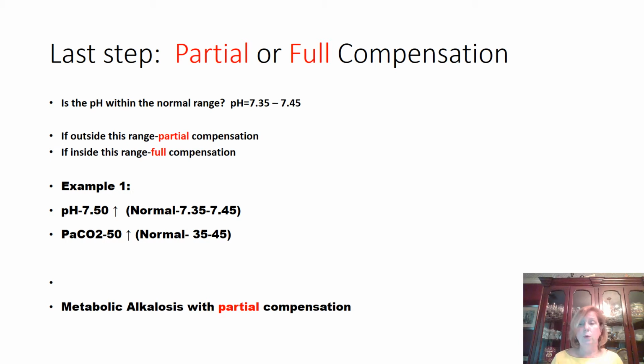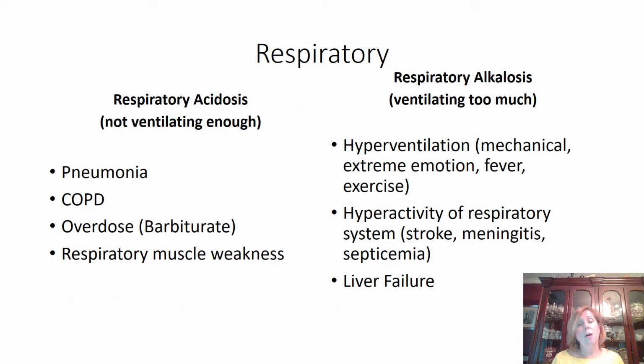So what can cause these states? I've given you a few examples of differential diagnosis. So with respiratory acidosis, the patient is not ventilating enough. And I've given you a couple of examples there. With respiratory alkalosis, they're blowing off that CO2. They're ventilating too much. So they're losing the acid and they are accumulating too much base. So I've given you a couple of examples there as well.